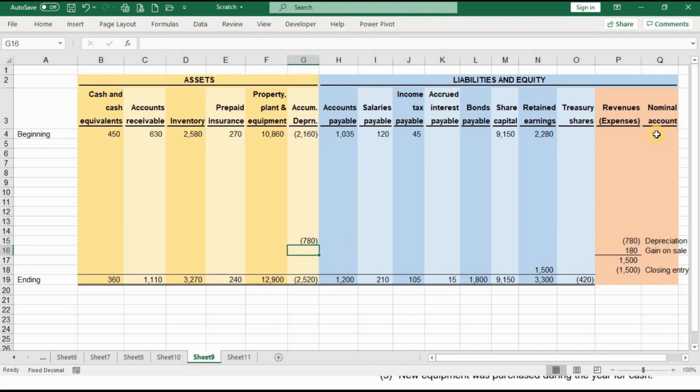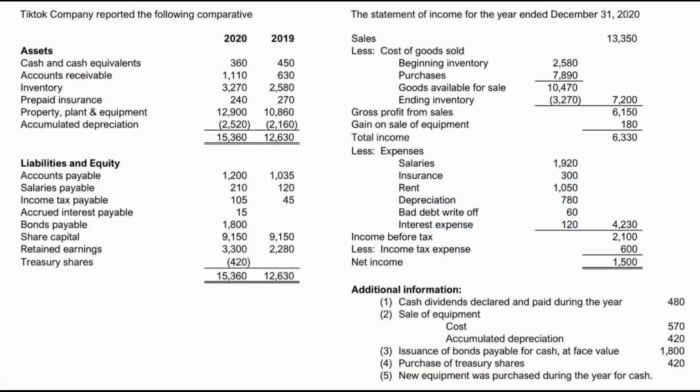Now, for the gain on sale, to complete the entry, we need to determine the cash proceeds from the sale of equipment and the carrying amount of the equipment sold. So let us look in the problem whether there is information related to the sale of equipment. So based on the additional information, number 2, the sale of equipment includes an equipment that has a cost of 570 pesos and accumulated depreciation of 420 pesos.